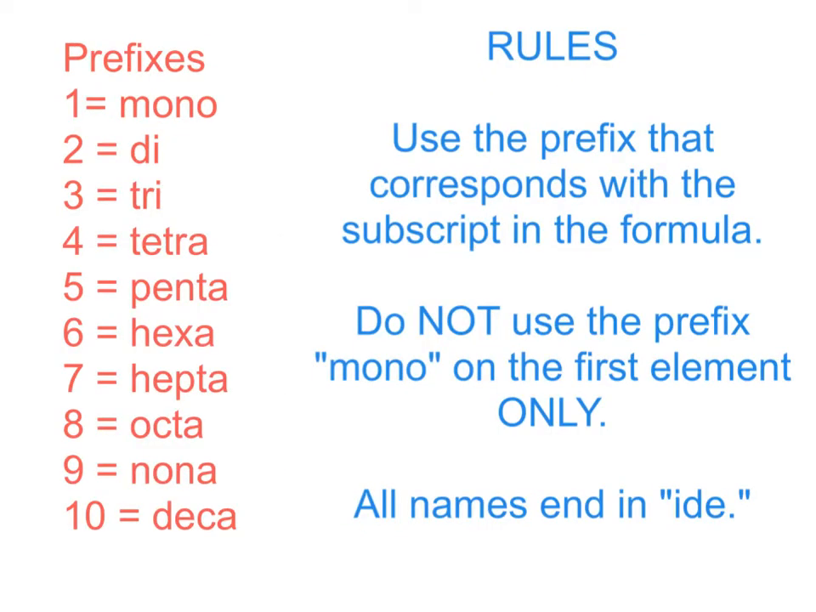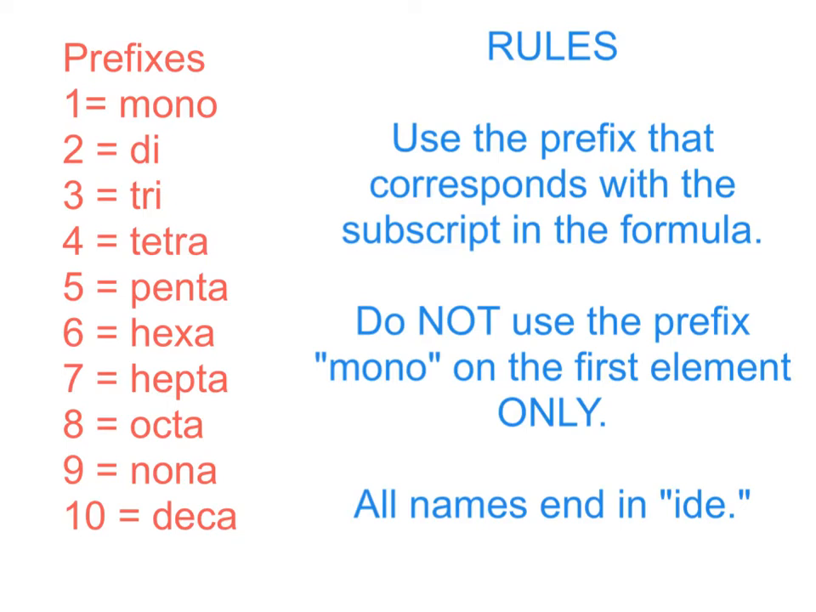Naming molecular compounds is very different from naming ionic compounds. In molecular compounds, we use prefixes. The prefixes are listed on the left side of your screen. Please pause the video and write down the prefix names for the 10 numbers listed: mono, di, tri, tetra, penta, hexa, hepta, octa, nona, and deca.